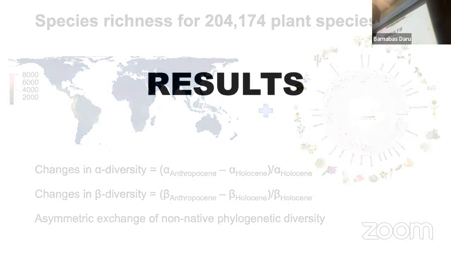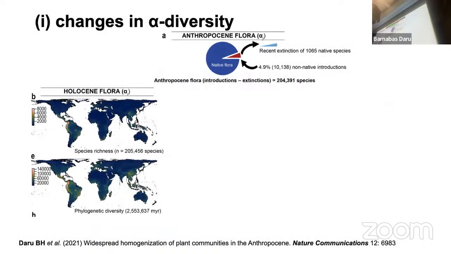So when we did this, first we mapped changes in species alpha diversity in the Holocene, that's before any form of recent introductions or extirpations, using species richness and phylogenetic diversity at the bottom. Again, areas in red correspond to high richness or high phylogenetic diversity, and blue, low richness or low phylogenetic diversity in the Holocene.